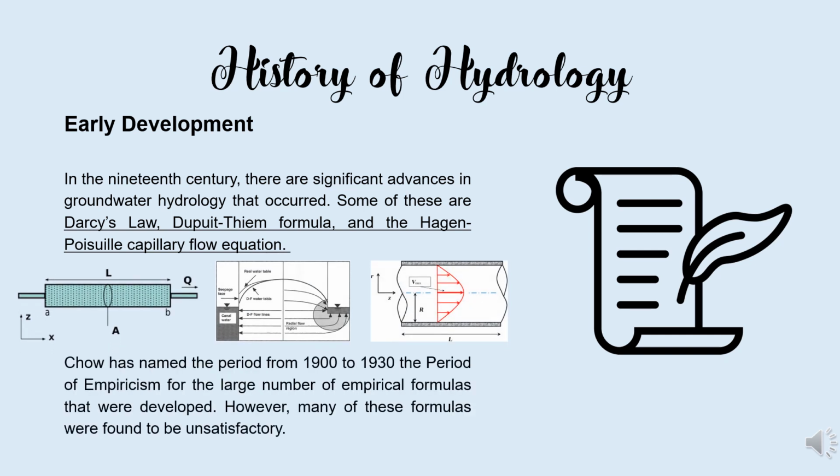In the 19th century, there were significant advances in groundwater hydrology. Some of these are Darcy's law, Dupuit-Thiem formula, and the Hagen-Poiseuille capillary flow equation. Chow has named the period from 1900 to 1930 the period of empiricism for the large number of empirical formulas that were developed. However, many of these formulas were found to be unsatisfactory.